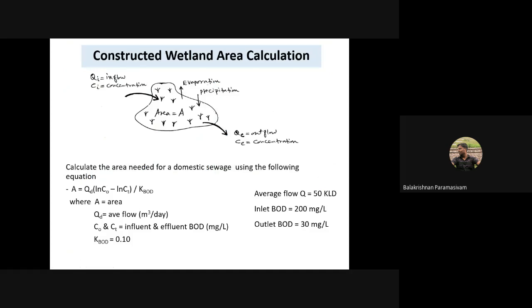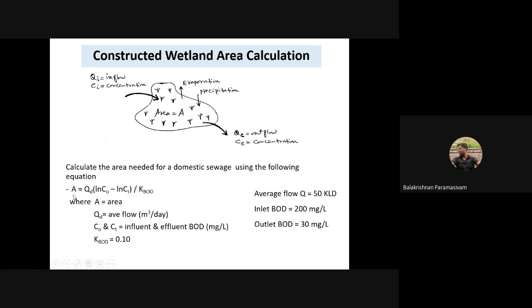So this is how we can calculate the area of a constructed wetland. This is a thumb rule formula. We know that the area of the constructed wetland can be calculated with the inflow, that means quantity and concentration, and the outflow quantity and concentration. Mostly inflow and outflow will be the same, so we consider the average inflow, then influent BOD concentration, outflow BOD concentration, and the BOD rate constant. 0.1 per day is the rate constant. You will be using this in calculations.